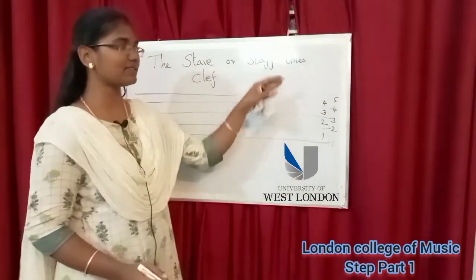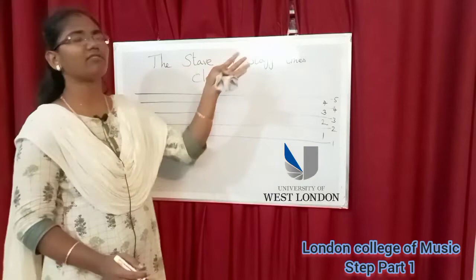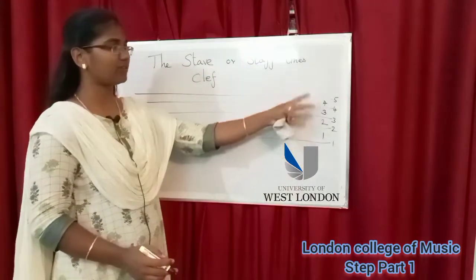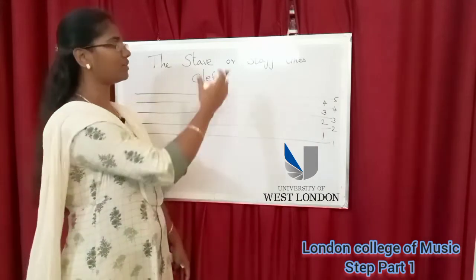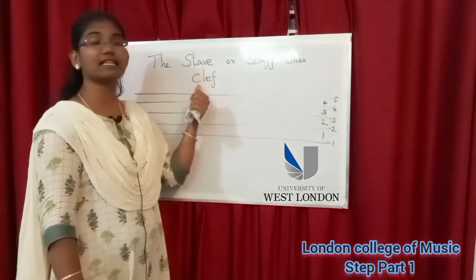So 5 lines and 4 spaces are combinedly called stave lines. Stave lines are staff lines. The 5 lines and 4 spaces are combinedly called stave lines or staff lines. Okay, so another word is clef.